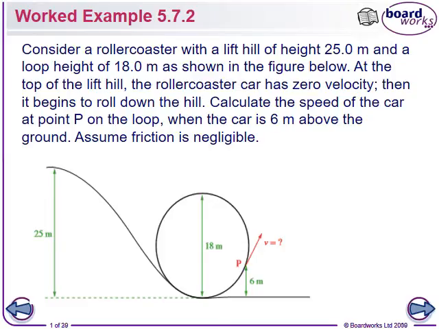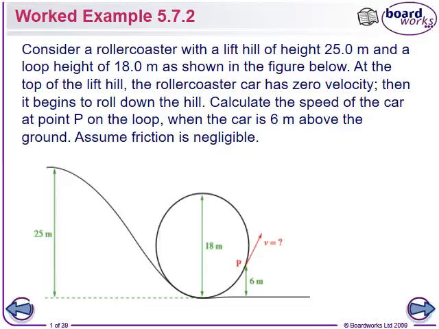So consider a roller coaster with a lift hill of height 25 metres, that's here, and a loop height of 18 metres as shown in the figure below. At the top of the lift hill, the roller coaster car has 0 velocity, then it begins to roll down the hill. Calculate the speed of the car at point P on the loop when the car is 6 metres above the ground. Assume friction is negligible.